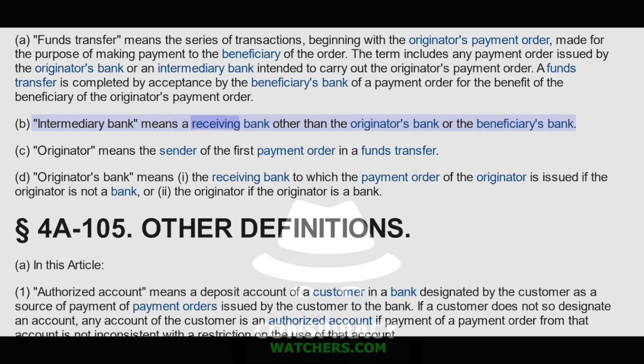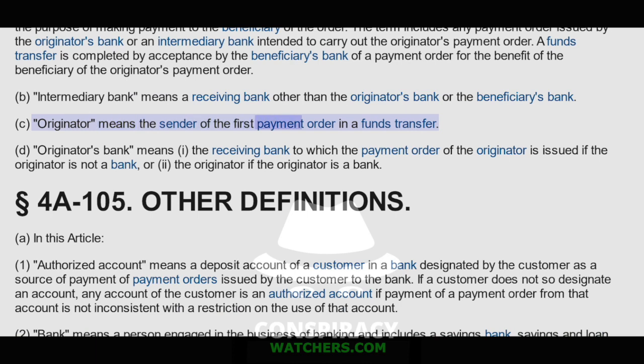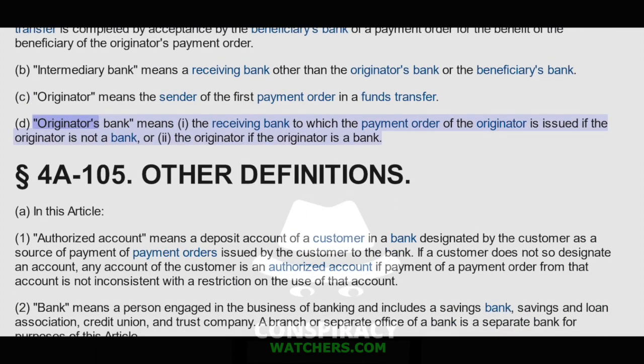Intermediary bank means a receiving bank other than the originator's bank or the beneficiary's bank. Originator means the sender of the first payment order in a funds transfer. Originator's bank means the receiving bank to which the payment order of the originator is issued if the originator is not a bank, or the originator if the originator is a bank.